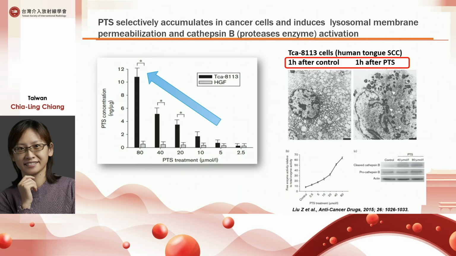From laboratory studies using the human tongue SCC cell, PTS was found to selectively accumulate in cancer cells in a dose-dependent manner. Which means if you inject more PTS, then the PTS will more selectively accumulate in the cancer cells rather than in normal human gingival fibroblast cells. And when more PTS accumulates in cancer cells, it will induce lysosome membrane damage and release more proteolytic enzymes, and eventually lead to cell death.